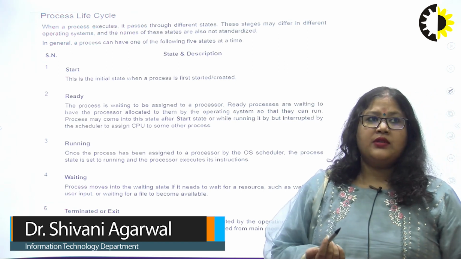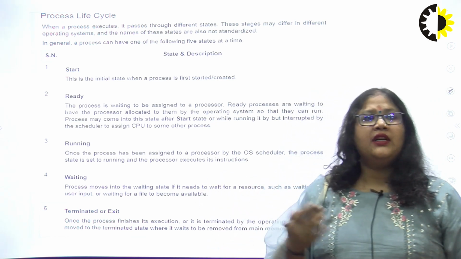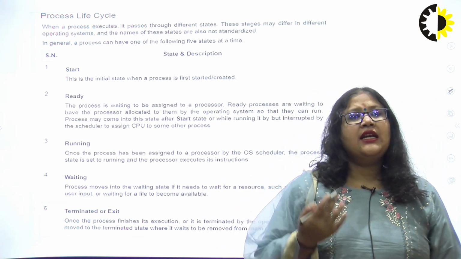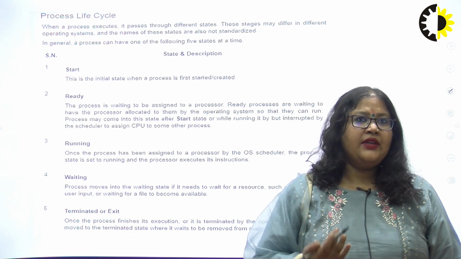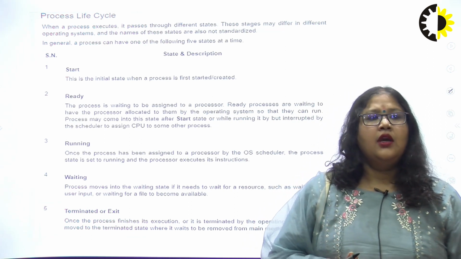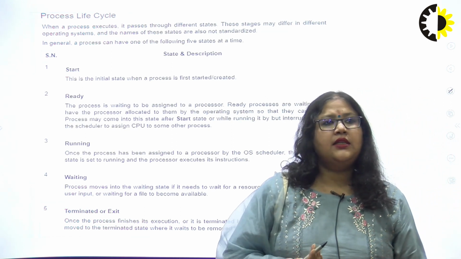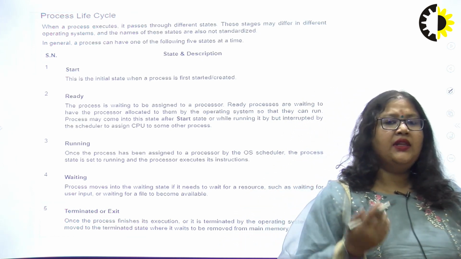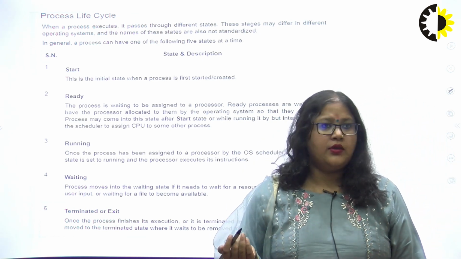So there is a process life cycle. When a process executes, it passes through different states, and each and every state has a different work. So we will learn about each and every state of the process. We start with the initial state. This is the initial state when the process wants to start or create a new process.